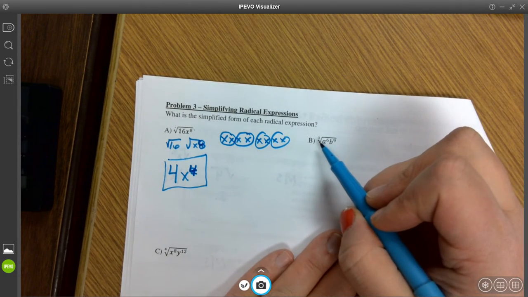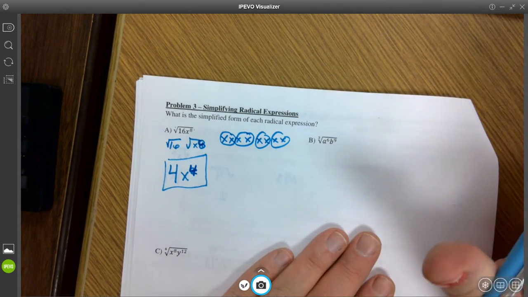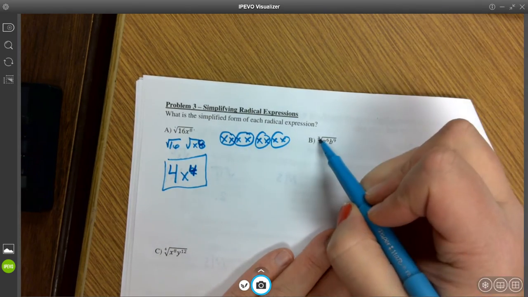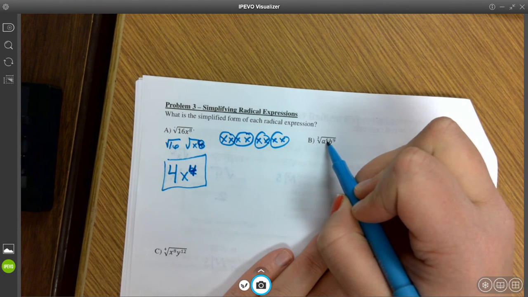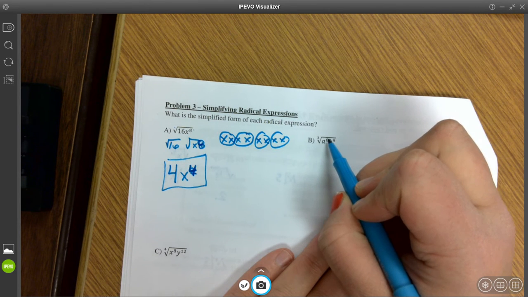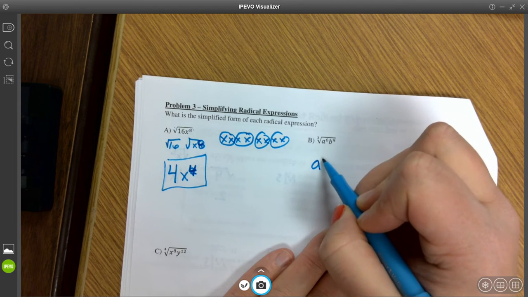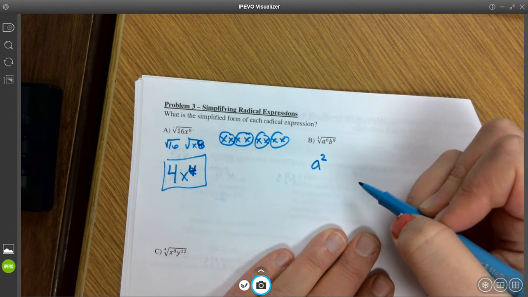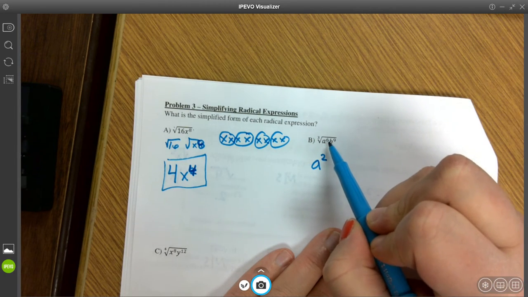Here, I have an odd index. Odd index, for sure, I do not have to worry about absolute value signs, because of my odd index. So now I'm looking at this. I take my index and divide it. So a to the 6 would be, if I took the cubic root of a to the 6, 6 divided by 3 is 2. There's 2 groups of 3 in 6.